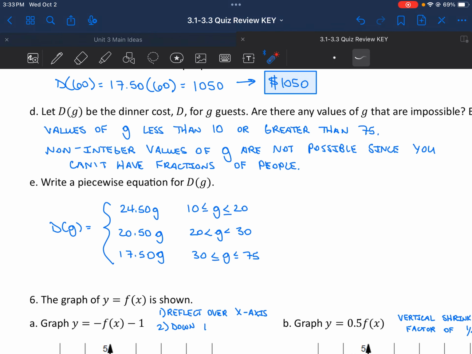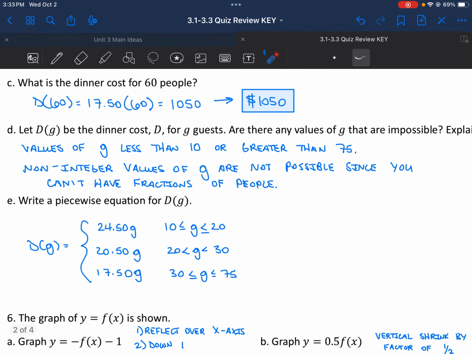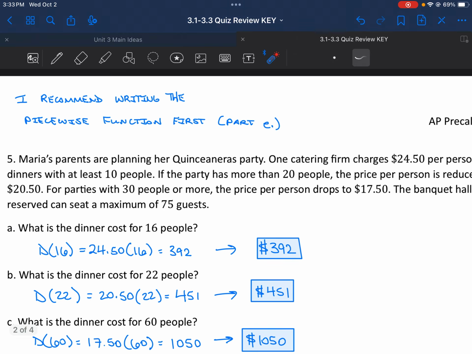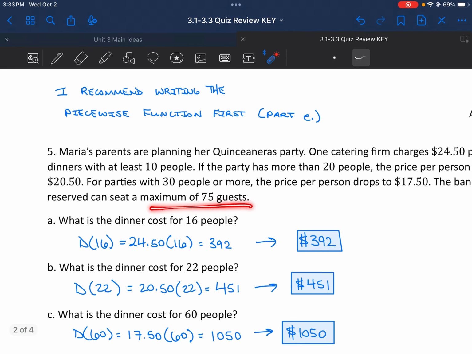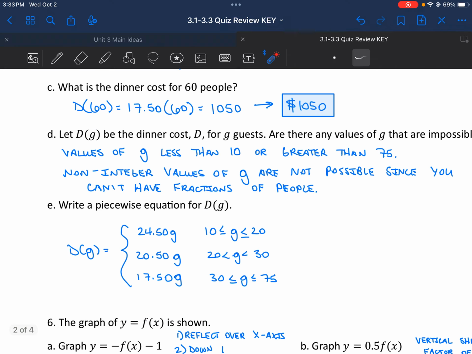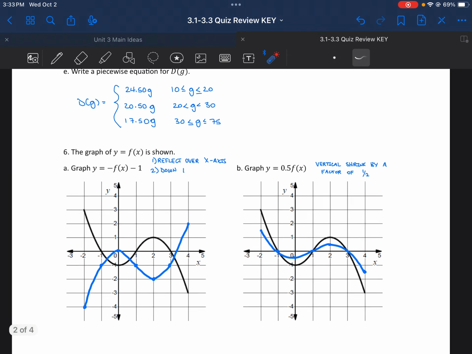But another thing that we need to pay attention to, we can't have non-integer values. So integer values are whole numbers like 1, 2, 3, 4, so on and so forth. You can't have fractions of people. So the values of G have to be integer values. They can't be less than 10 because then the first catering service won't cater to you. And you can't have more than 75 guests because there's a maximum of 75 guests being seated. Okay? All right, number 6.